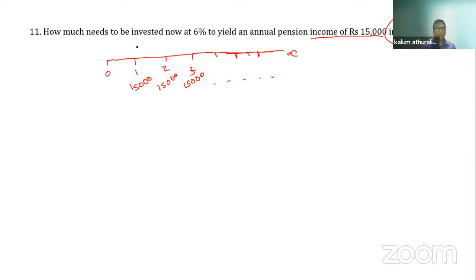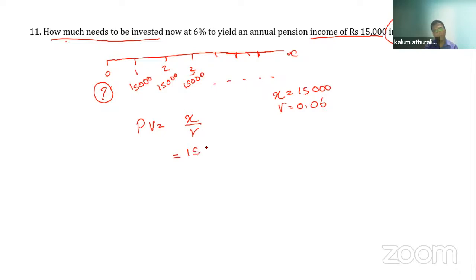Then how to find the present value? Investing means how much we need to invest, that means the present value of this perpetuity. PV equals, very simple, X divided by R. X equals 15,000. R equals 6%, which is 0.06. Then 15,000 divided by 0.06.